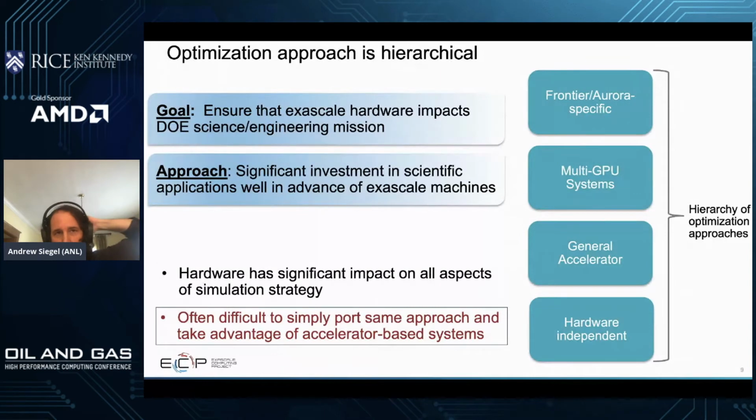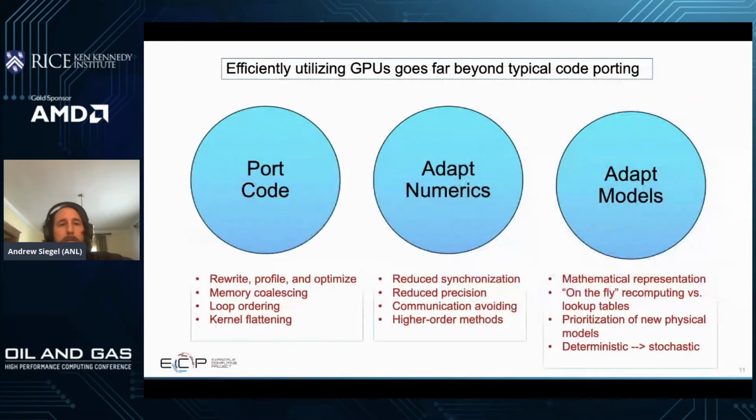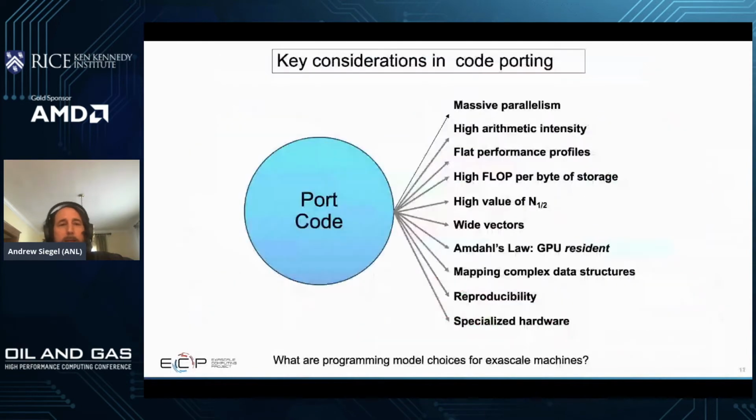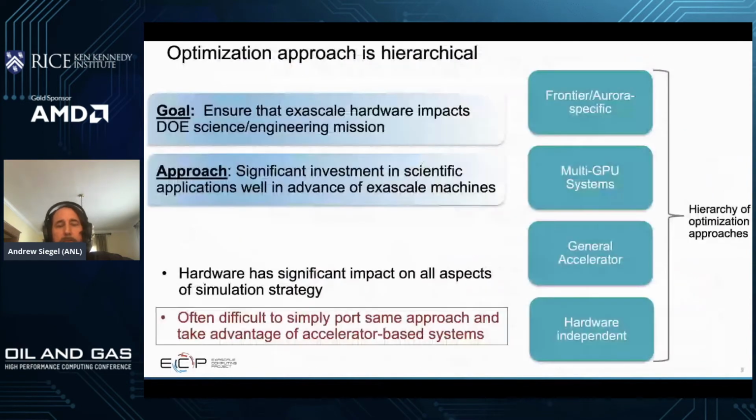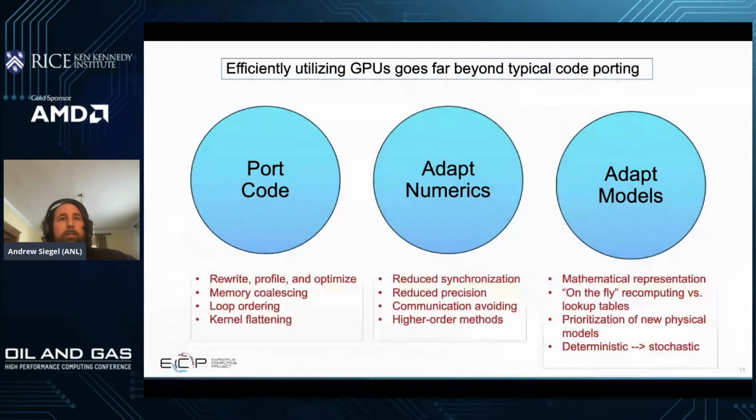So let me talk about approaches to getting good performance on exascale systems. And let me say something general about the state of programming models on these systems. Oh, I'm sorry, first I wanted to, a little confused here. So, all right, approaches to porting to exascale systems. I talk about these three broad classes of areas: code porting, adapting numerics, and adapting models. I collapsed them into three for simplicity. And I mentioned these as I was talking.